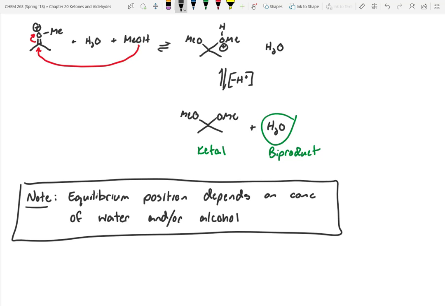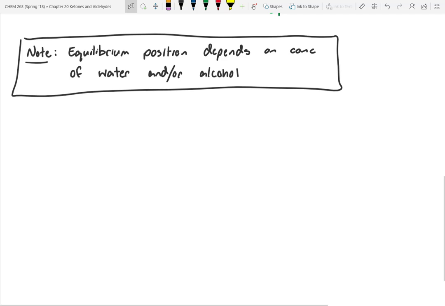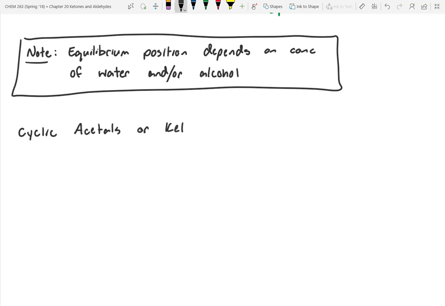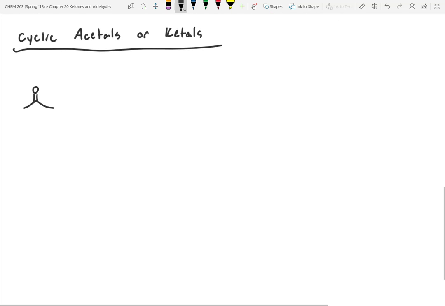All right, so now let's take a look at some other examples. And another example is with cyclic acetals. All right, and I'll show you the idea behind this. Again, we're going to start out with acetone. It's the simplest one. And we're going to treat this with ethylene glycol.